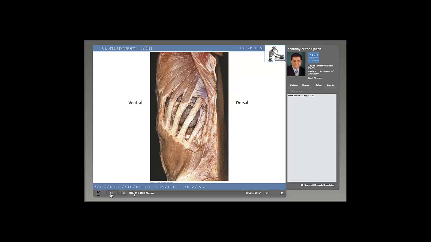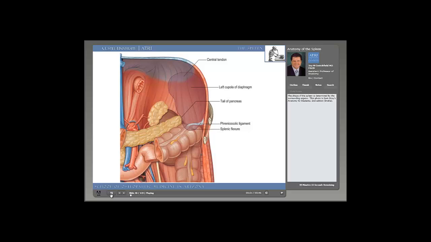Here's the same view in a cadaver. This image is taken from Rowan's Atlas of Anatomy. Anteriorly and posteriorly are marked, and the spleen can be seen being protected by the ribs. This image, taken from Gray's Anatomy for Students, 2nd edition, shows the spleen and where it's located in the left upper quadrant.